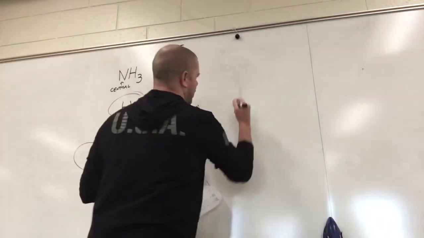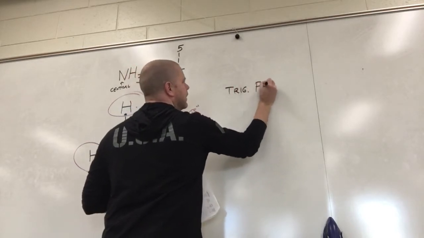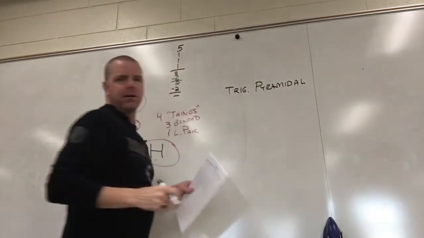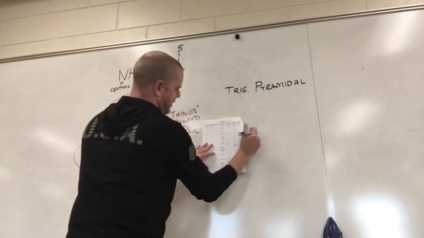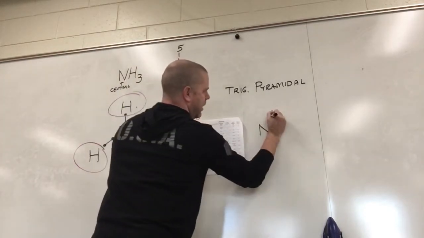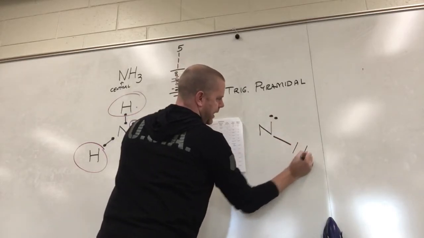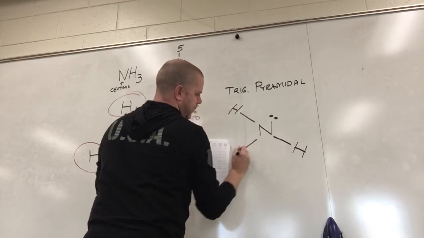So how we should have drawn this is we should have drawn trigonal pyramidal, shouldn't we have? Okay? So trigonal pyramidal. And so let's fix it. So I look at my trigonal pyramidal and I say to myself, okay, I'll put the nitrogen right here in the center. I'm going to put my lone pair coming off of it like so. I'm going to put a hydrogen. I'm going to put a hydrogen. And I'm going to put a hydrogen.